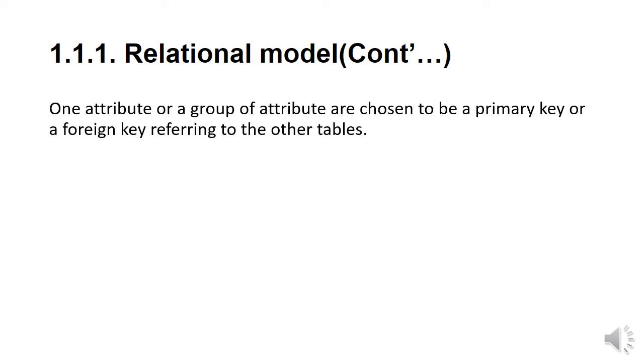So one or a group of attributes are chosen to be the primary key, or foreign key, referring to other tables. So before creating a relationship among the tables, we have to choose the primary key from one table and the foreign key of another table so that the relationship is created.